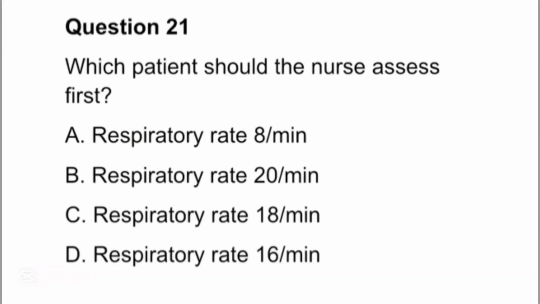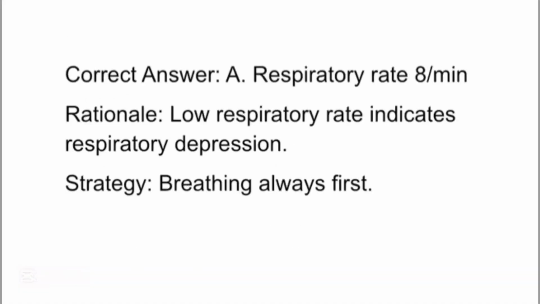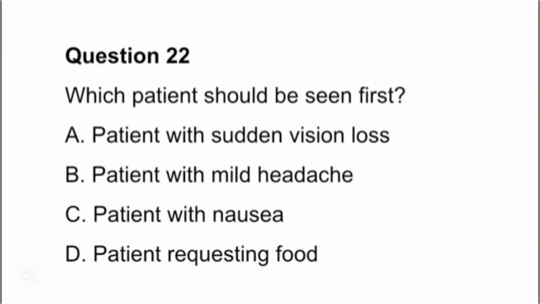Question 21. Which patient should the nurse assess first? A. Respiratory rate 8 per minute. B. Respiratory rate 20 per minute. C. Respiratory rate 18 per minute. D. Respiratory rate 16 per minute. Correct answer: A. Respiratory rate 8 per minute. Rationale: low respiratory rate indicates respiratory depression. Strategy: breathing always first.